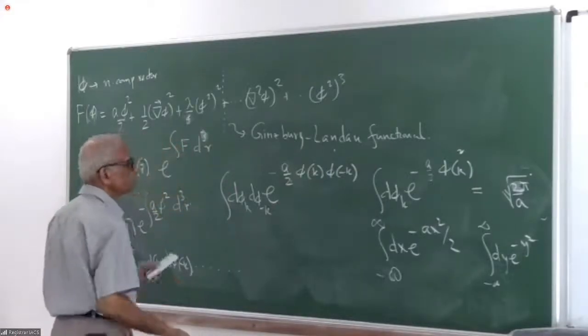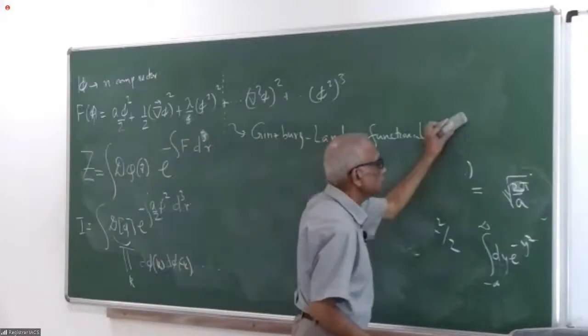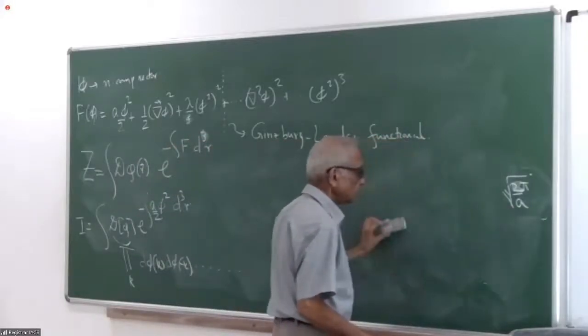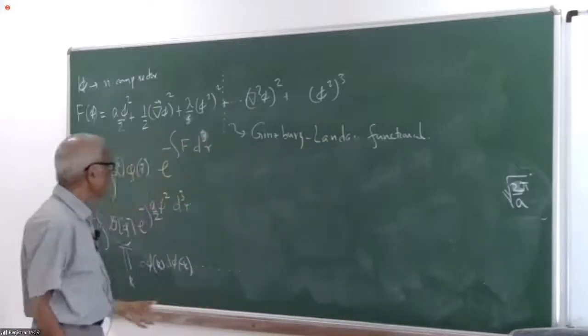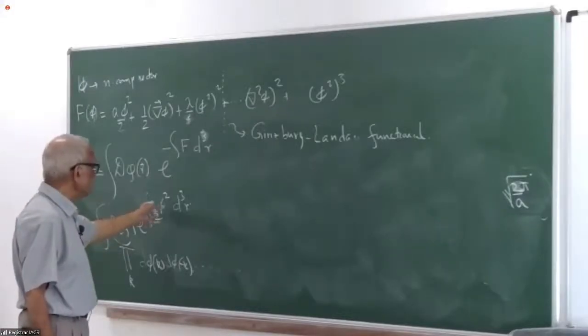All right. So square root of 2 pi divided by a, and I have the a, so you have this for all k, and therefore you are going to pick up 1 over a for each one of them.